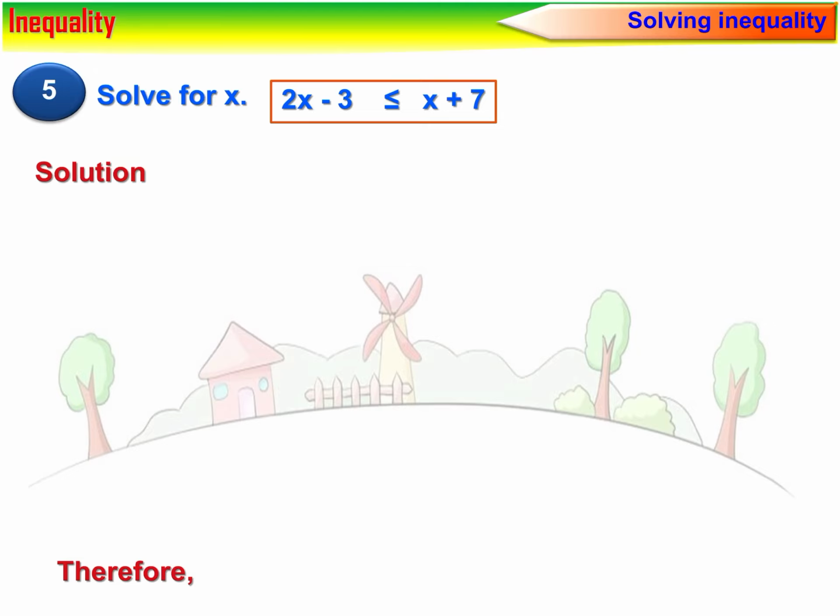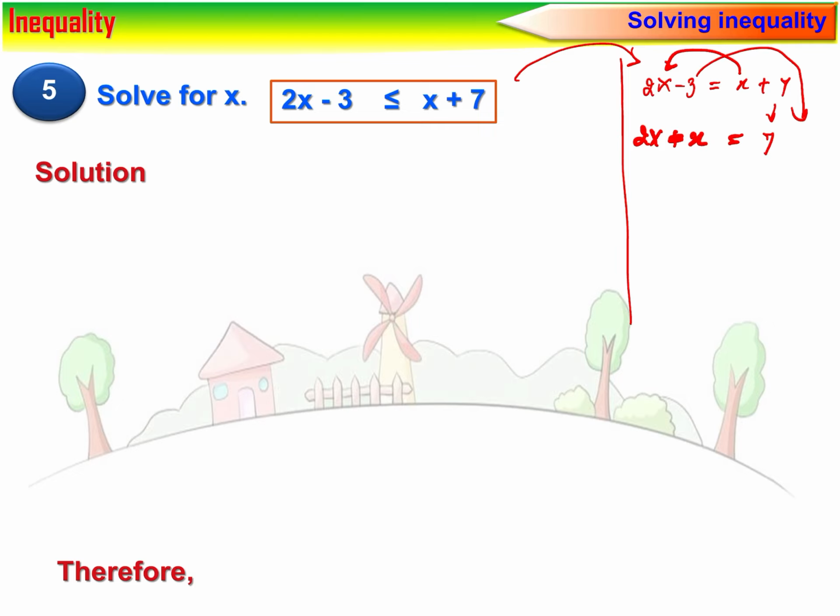Now number 5, solve for x. What to do? It will be the same as when you have an equation like 2x minus 3 equals x plus 7. You combine the like terms, right? So you have 2x minus x equals, bring down 7 and move negative 3 from the left hand side to the right hand side, add 3. 2x minus x, you have 1x left, x equals 7 plus 3, 10.